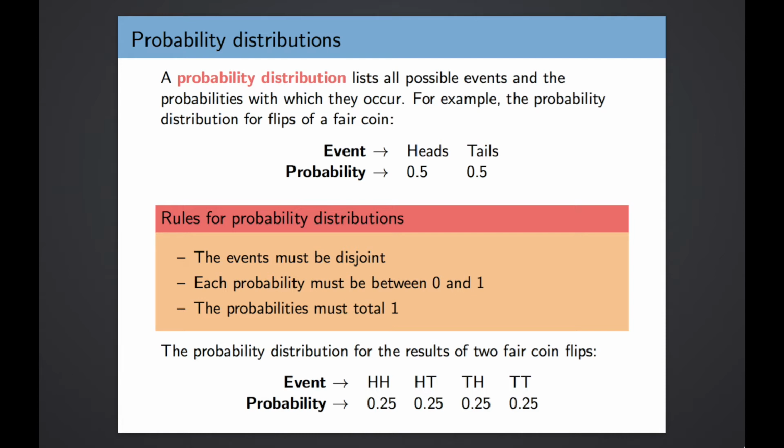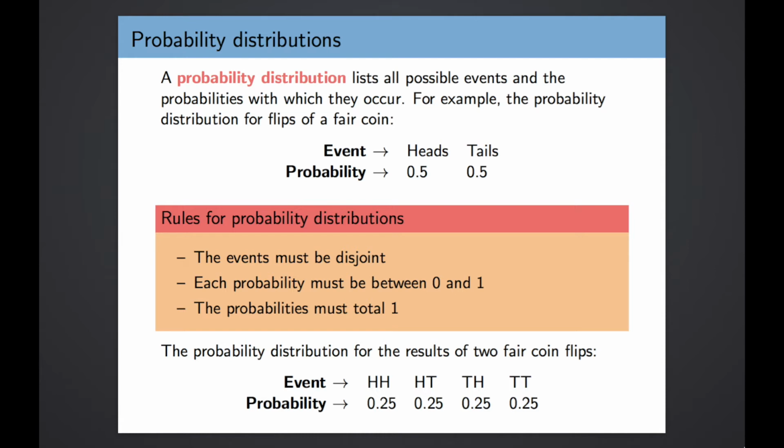And every probability, of course, must be between 0 and 1, otherwise it's not a sensible probability. And finally, all of the probabilities must add up to 1. So the probability distribution has to contain everything that could happen. So I couldn't have a probability distribution that just had heads in my fair coin flip example, because the probability of heads is only 0.5, and I would need to add in the other outcomes to make my probabilities total to 1.